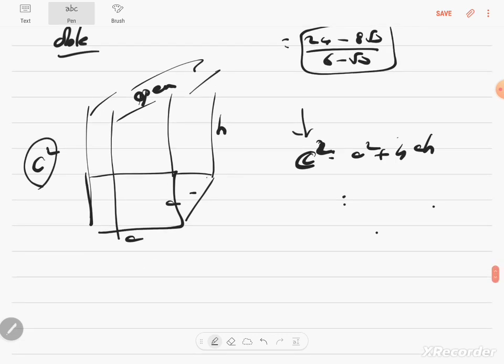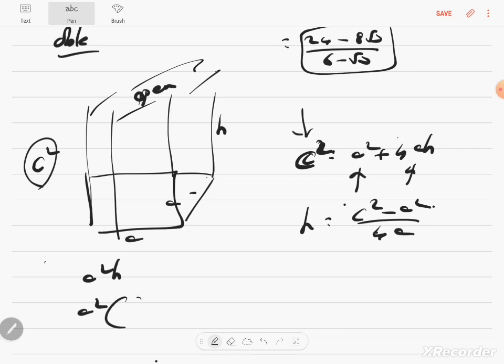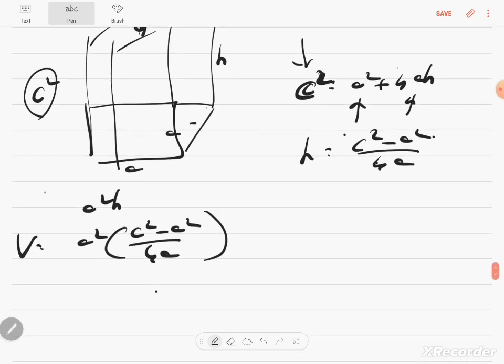Now the volume has to be maximum. What is the volume's formula? Volume is a square h here. You need one in terms of the other. Let's write what is h. You can't group a square, because a square and a are there. You can only write h: c square minus a square by 4a. So a square into c square minus a square by 4a is the volume, and this has to be maximum. So let's cancel this a and this a.